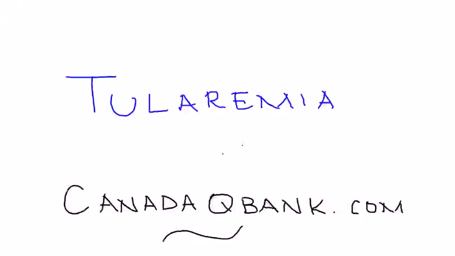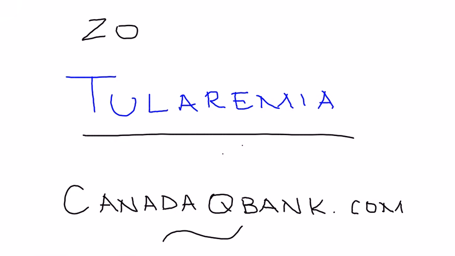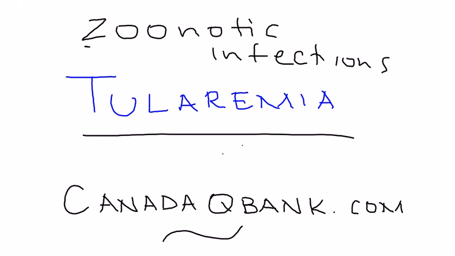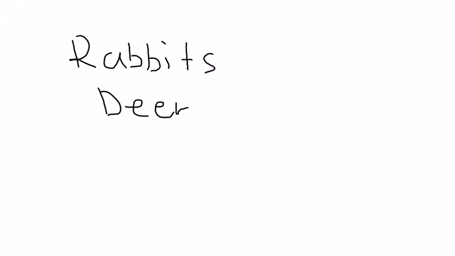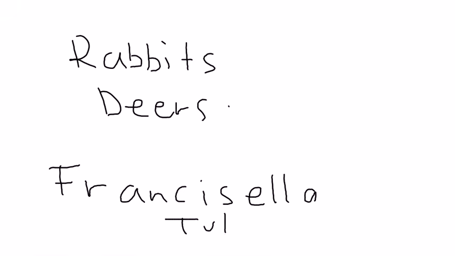In this video, I'm going to talk about tularemia, and tularemia is one of the many diseases that we characterize as zoonotic infections. Zoonotic infections, of course, from the word zoo, you can ascertain that it's referring to an animal vector. And in this case, we're talking about rabbits, and we're talking about deer. And the organism that's involved is very important to remember, and it's Francisella tularensis.